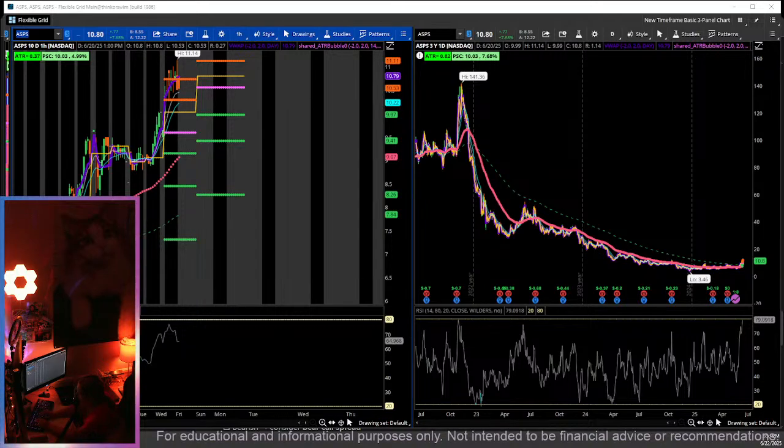MACI. Meller Acquisition. Oh, this is like a SPAC thing. Yeah, whatever on that. PXLW. Profile. I wonder if you just put this in ChatGPT and it would tell you. Why am I doing it the boomer way?